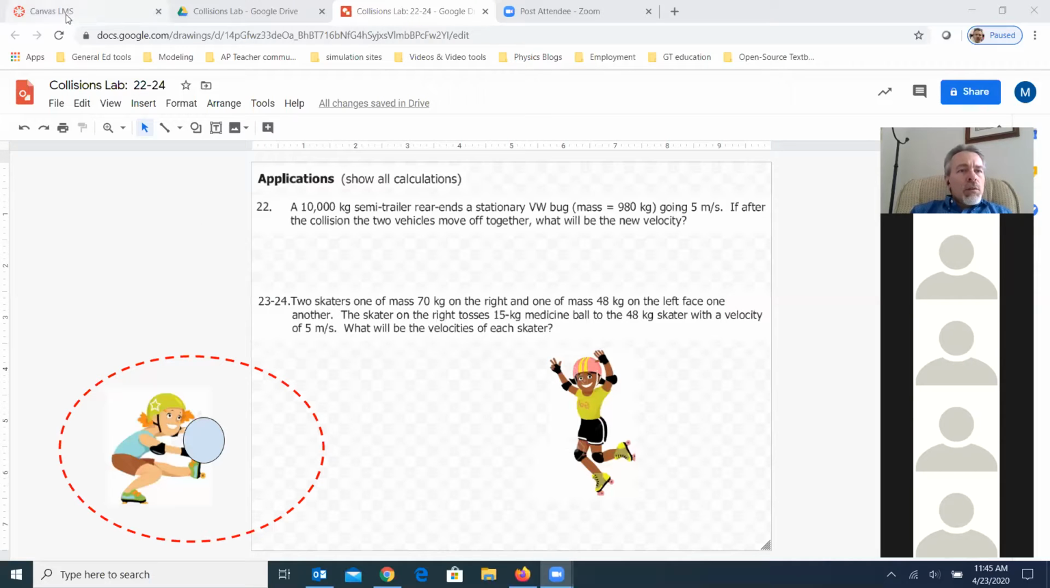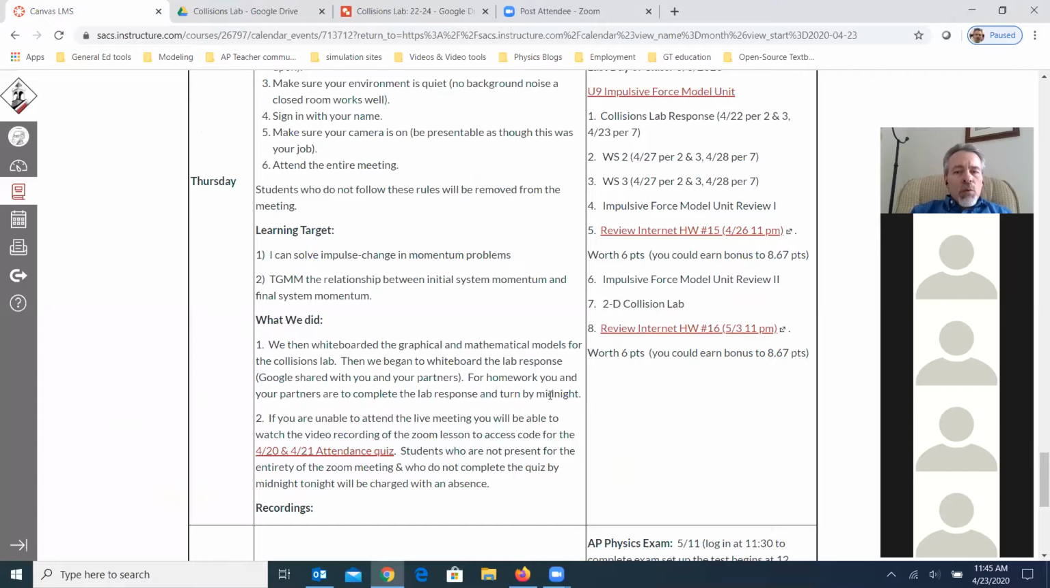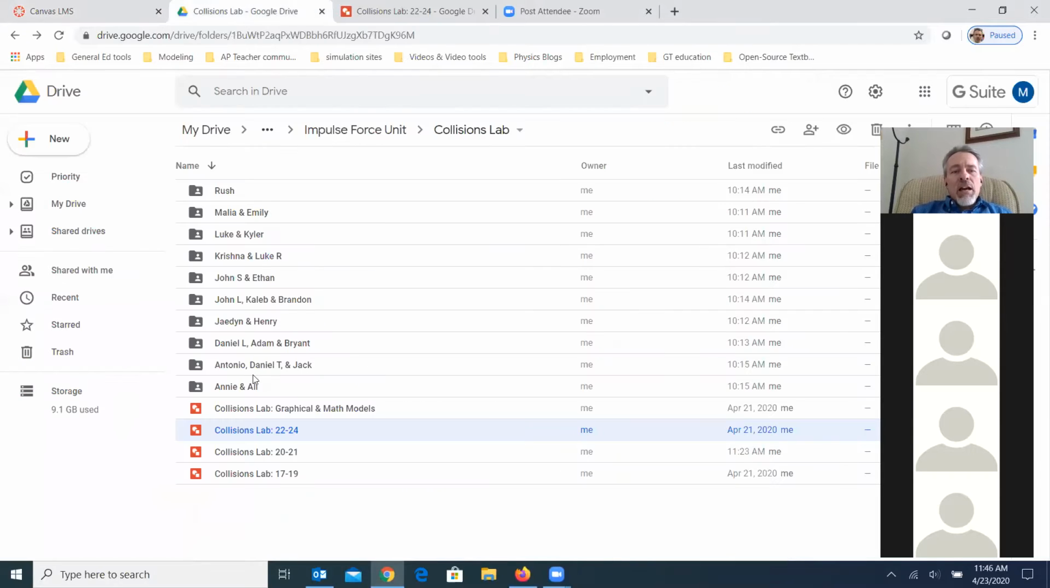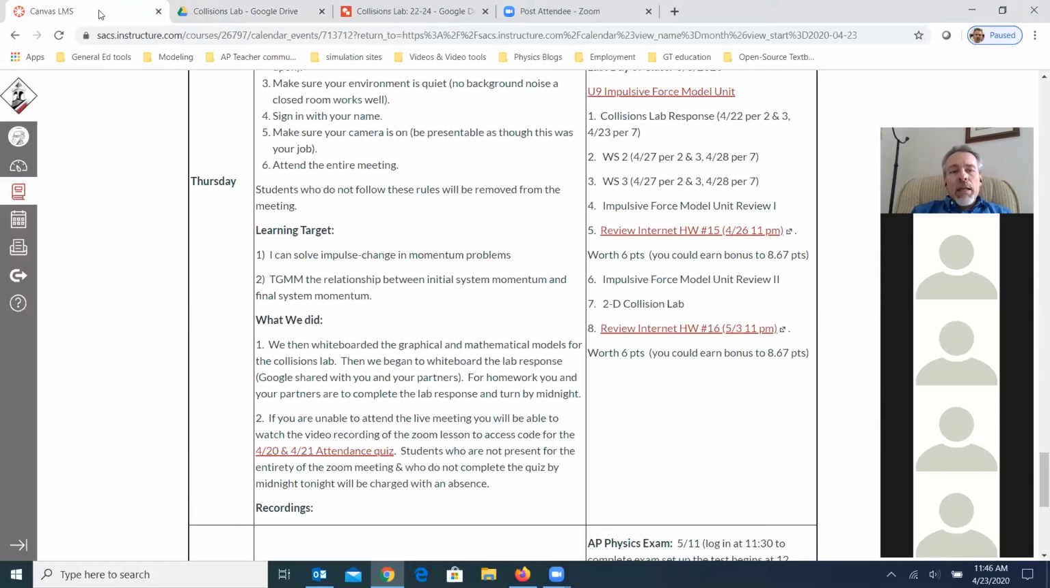So let me go back to the calendar. So your homework for tonight is to finish that lab response. And again, I made folders for you so you can just answer it right there. I imagine that a lot of you are pretty close to being done already. And I'd like to get that by midnight. Okay. And if somebody's not contributing, maybe let me know and they can turn in their own.